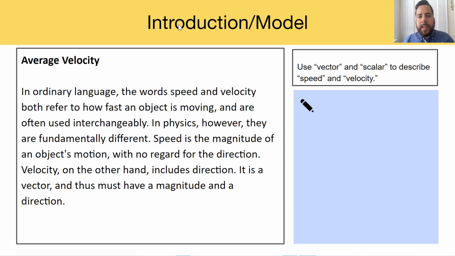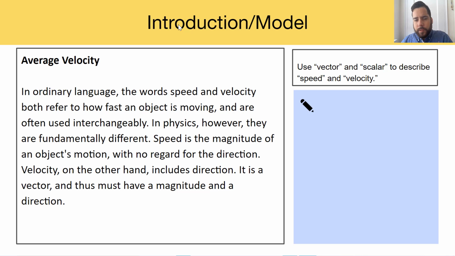So in everyday language, when we use these terms, speed and velocity, we actually use them interchangeably. But in physics, they're actually not quite the same. So if you say that an object, let's say a car, was traveling at 60 miles per hour, that is telling me the speed, not the velocity.